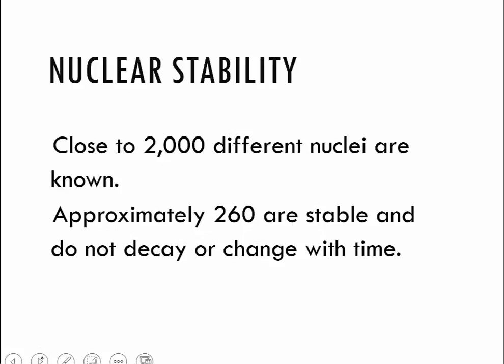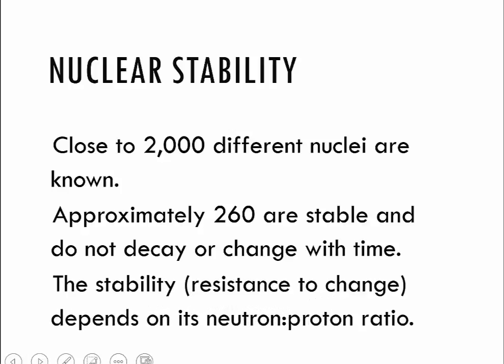Approximately 260 of them are stable and never decay. They don't change. Like carbon-12 stays carbon forever. It even becomes so compact that it turns from carbon, like coal, into diamonds. Okay, it does not decay. But the rest of them will decay and change with time.